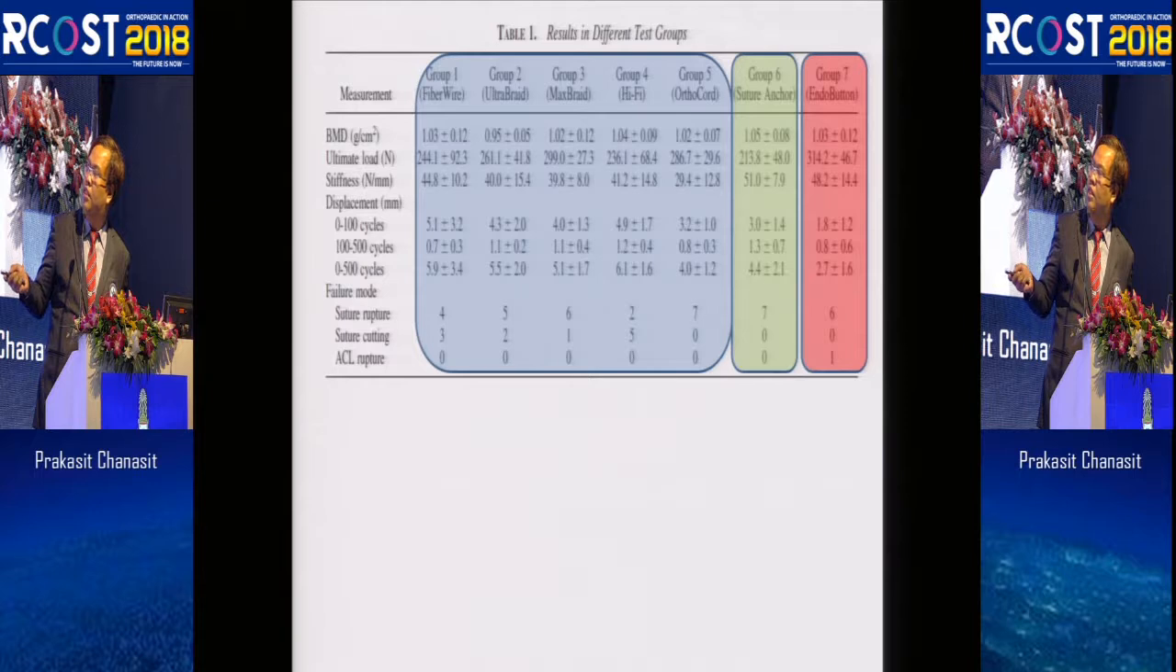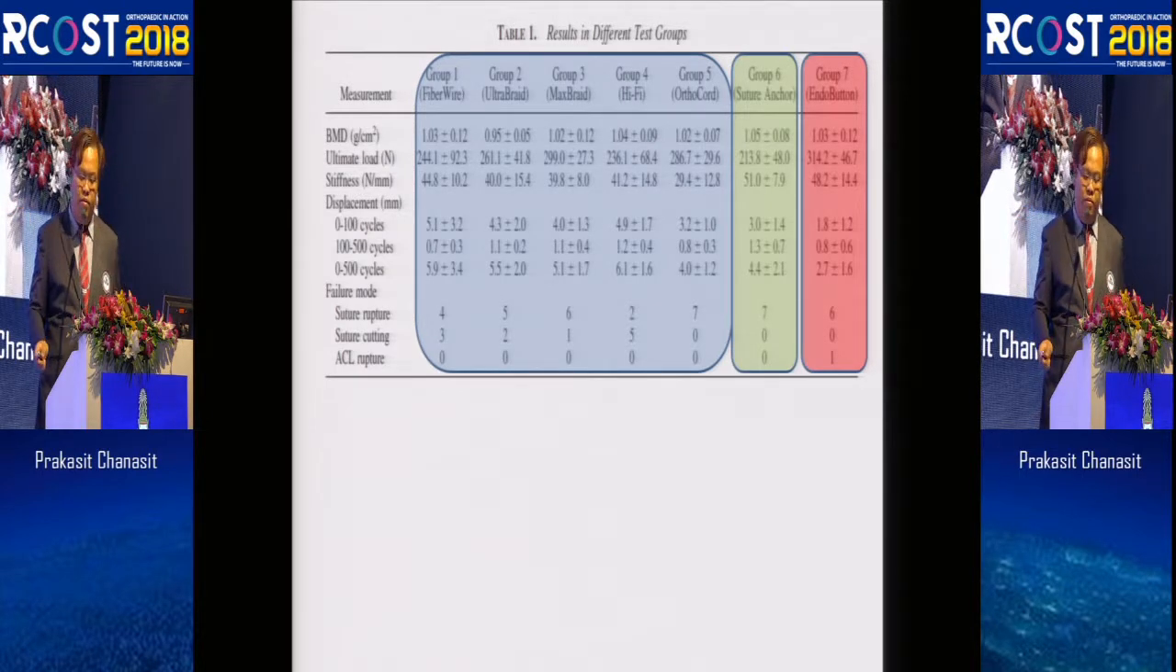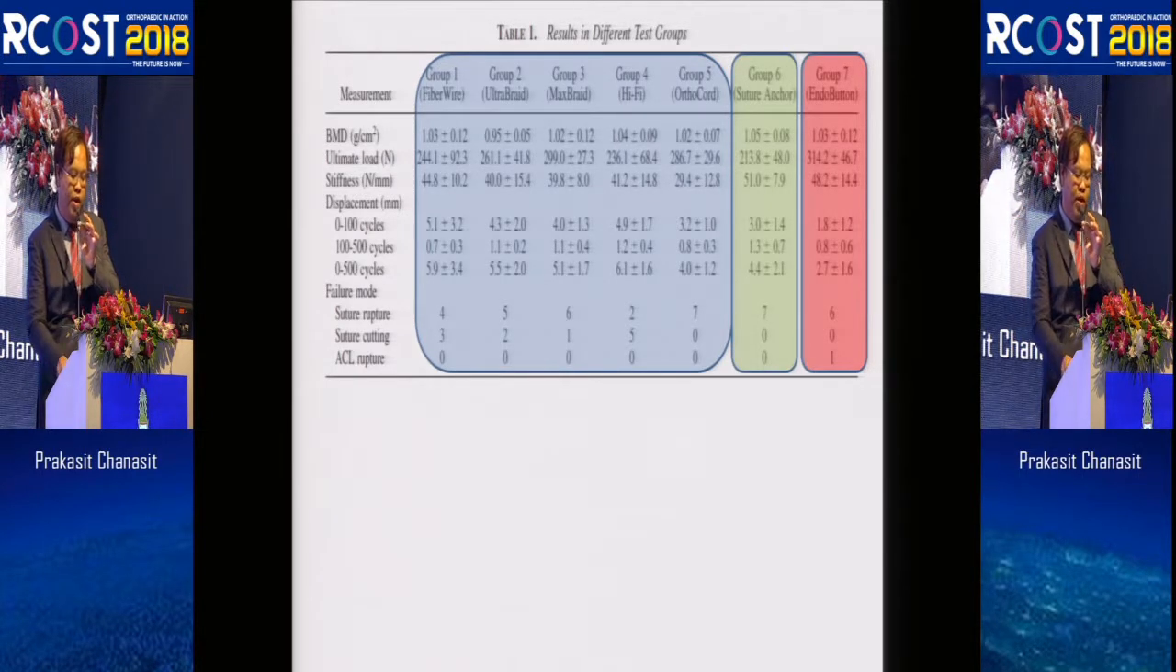No statistically significant difference. But compared to the suture anchor, you see that there's a lower ultimate load compared to the suture group. But in the EndoButton, it's higher than the suture group, but it has some problem because there is metal inside the joint.